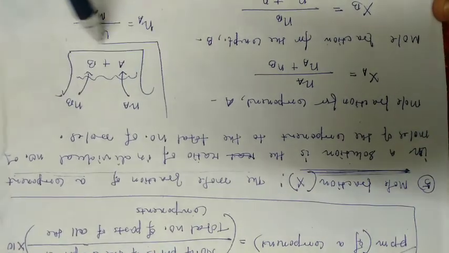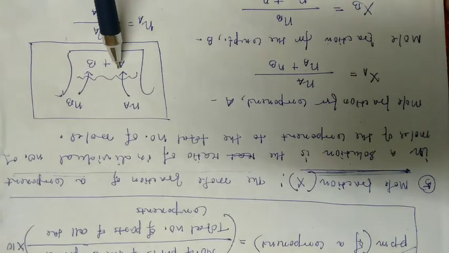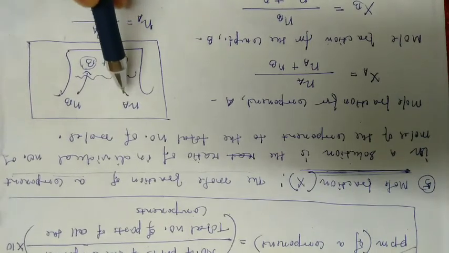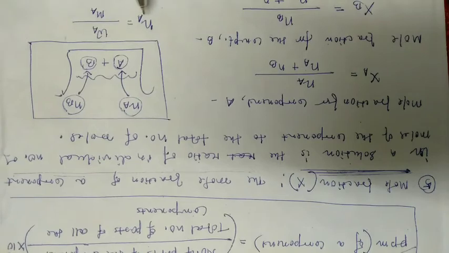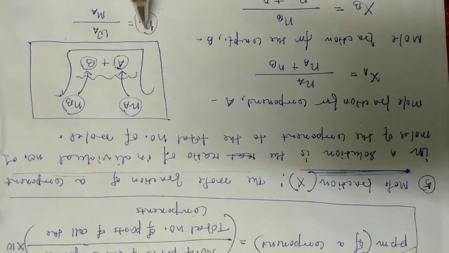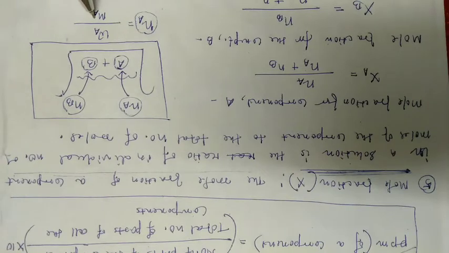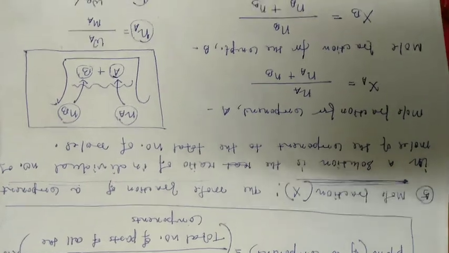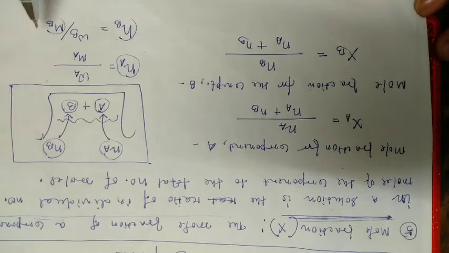To explain it, let us consider a binary solution in which two components are present, component A and component B. Let the number of moles of component A in this solution be Na, and the number of moles of component B be Nb. So how can you calculate Na? Number of moles of component A you can calculate by dividing the weight of component A by the molecular mass of component A. Similarly, the number of moles of component B is calculated by dividing the weight of component B by the molecular mass of component B.